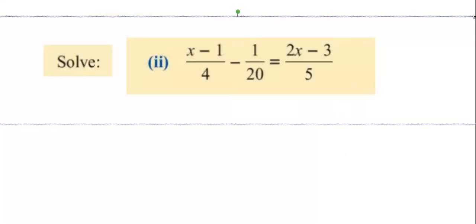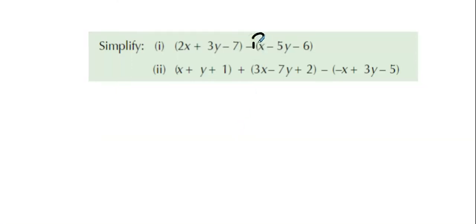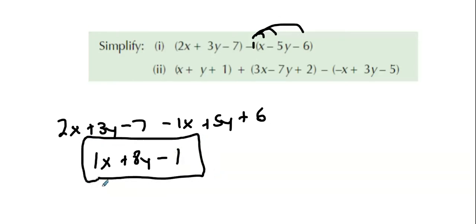Okay, next part is this question here. Now you remember these questions, they're actually not too bad. But please remember there's a minus 1 in here, and you multiply the minus 1 by everything. So it's going to be 2x plus 3y minus 7, and then multiply in, you get minus 1x, minus 1 times minus 5 is plus 5, minus 1 times minus 6 is plus 6. Now we're going to get 2x take away 1x is 1x, 3y plus 5y is 8y, minus 7 plus 6, enter in the calculator, is minus 1. And there's your answer.